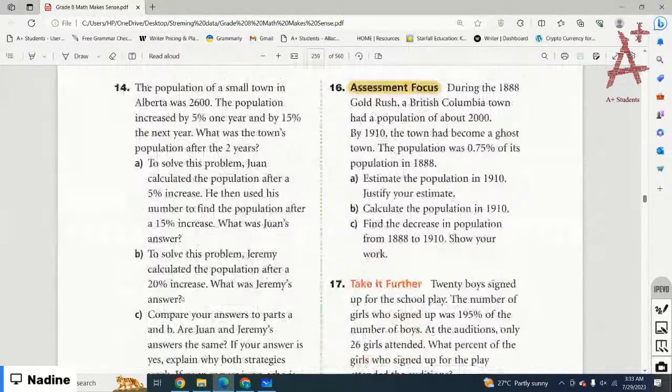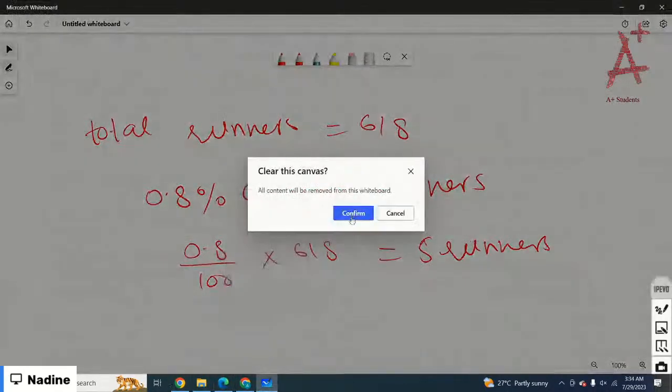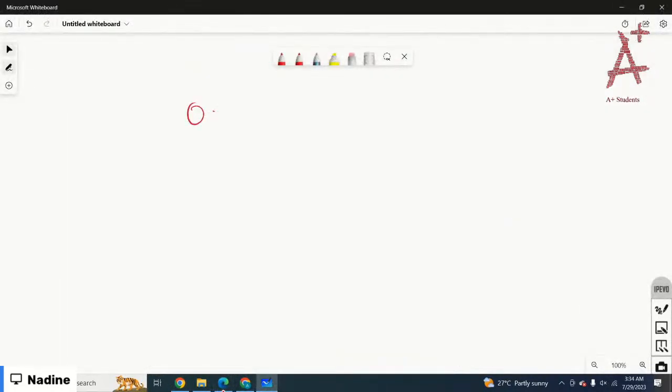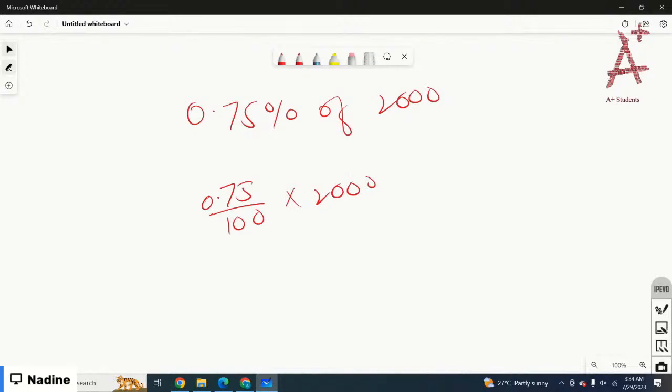Justify your answer. Okay, so the population is about 2000. Got it? In 1888, it is about 2000, but in 1910, it is 0.75% of the population. So that means you have to calculate 0.75% of 2000. So it would be 0.75 over 100 times 2000, right? So let's just divide and multiply.